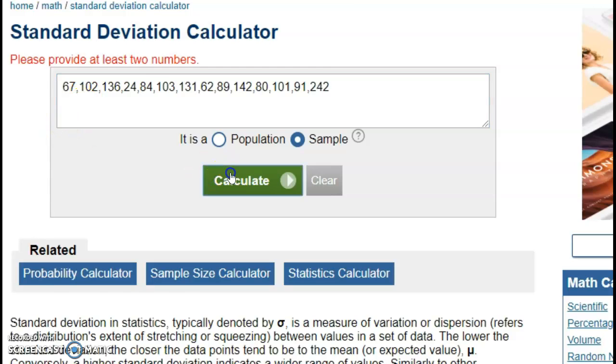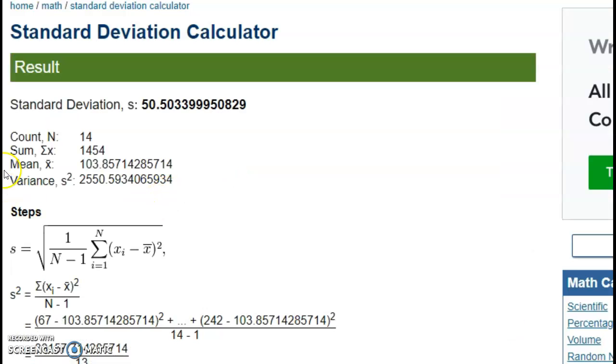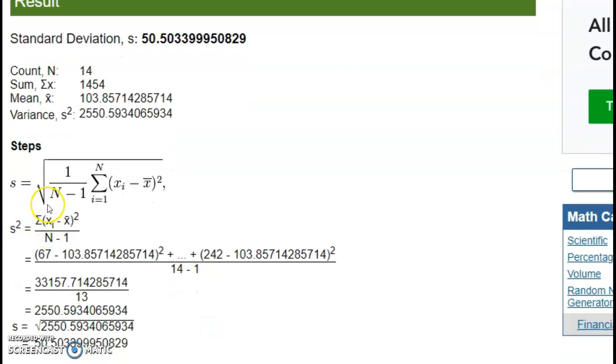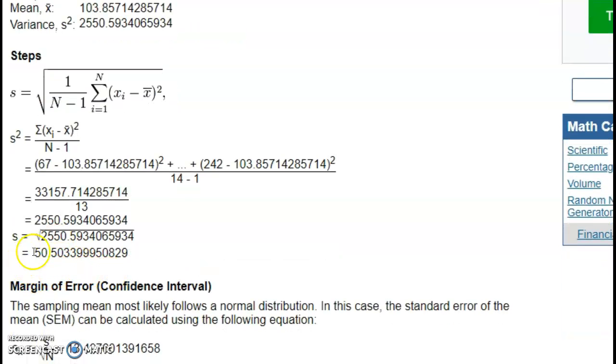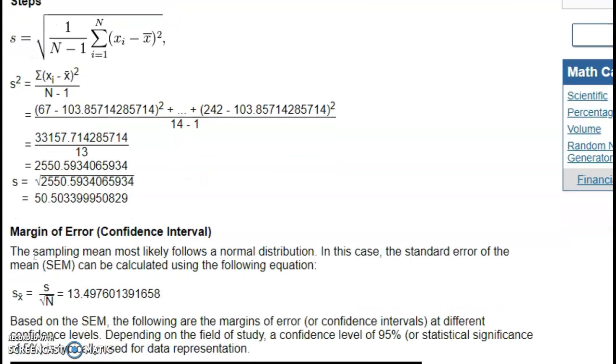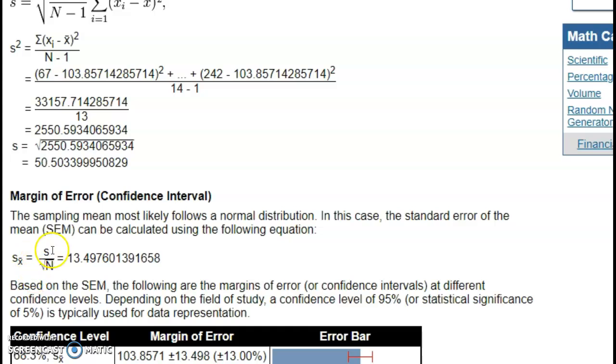Okay. All right. So it gives us how many total values I had. So I had 14 total values. The mean, our x bar, is 103.87. And then if you scroll down the page, it shows you all the calculations for variance and your standard deviations down at the bottom, 50.503.